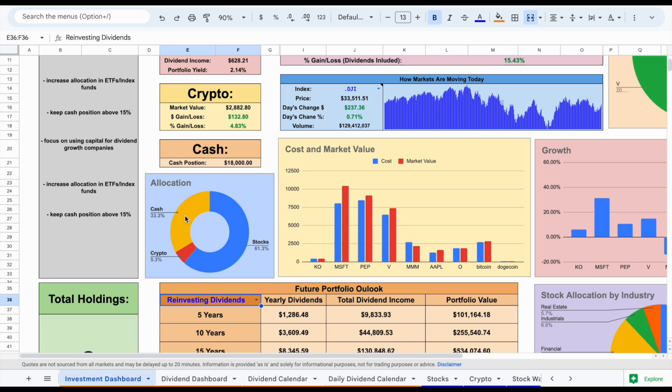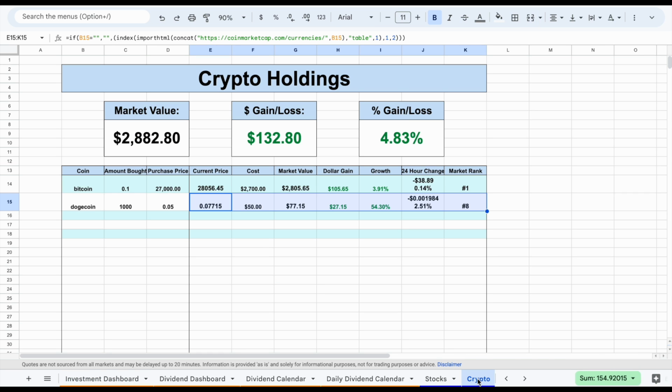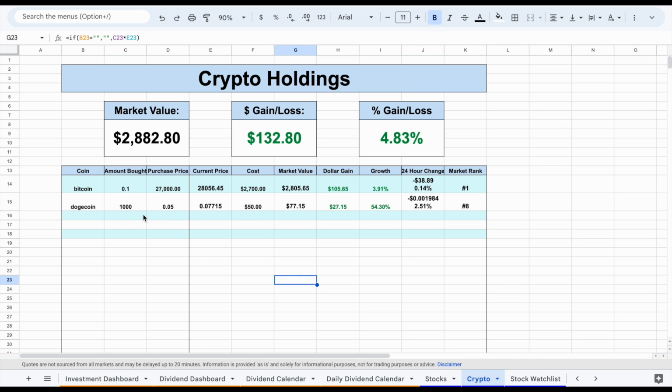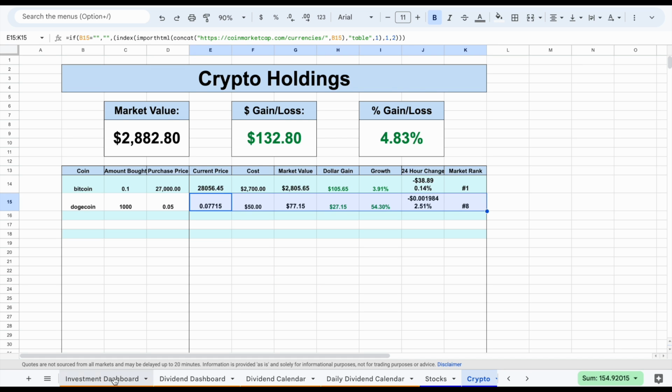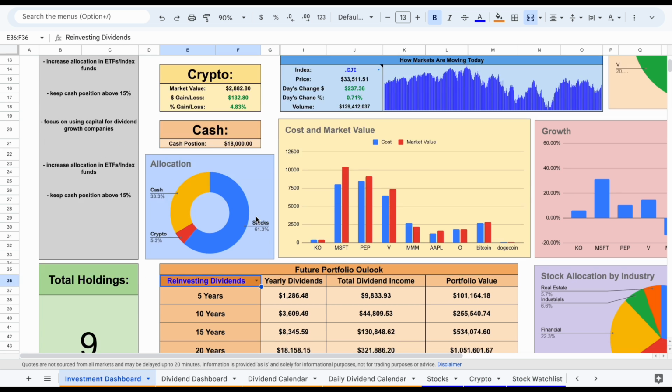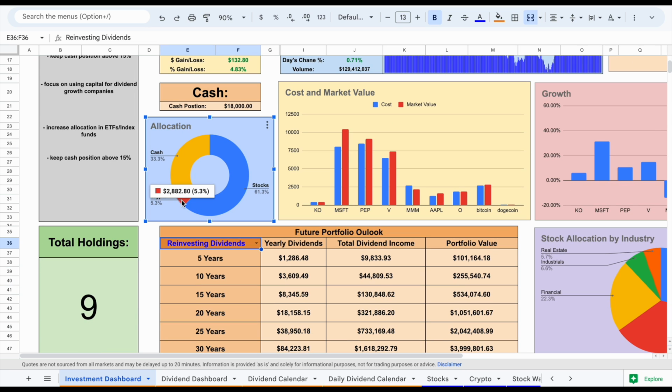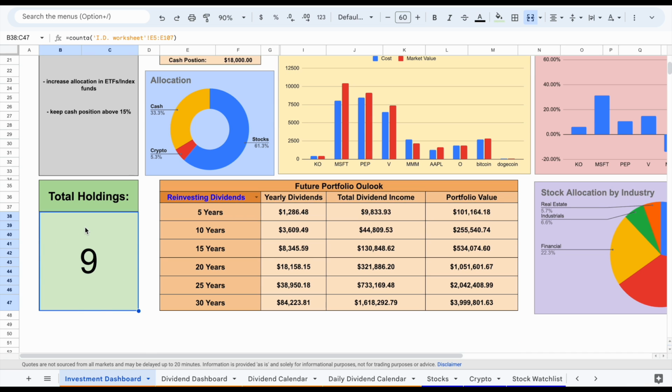Basically, we can see our cash position. We can see the amount we have in stocks and the amount we have in crypto. And I don't really talk about the crypto tab too much because I don't personally use it. But basically, you can plug in the cryptocurrency you own right here, and this data will load in. And then it will be reflected in our investment dashboard. So crypto in this scenario makes up 5% of this person's portfolio. We can also see the total holdings. This is going to show the total between stocks and crypto. In this scenario, it's 9.